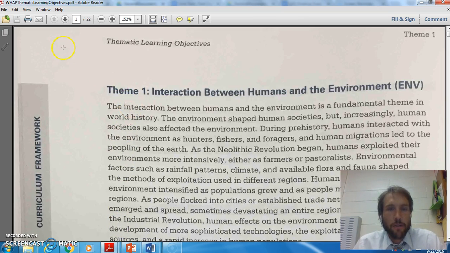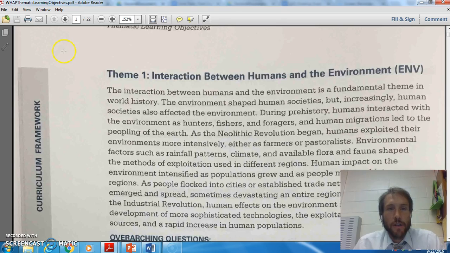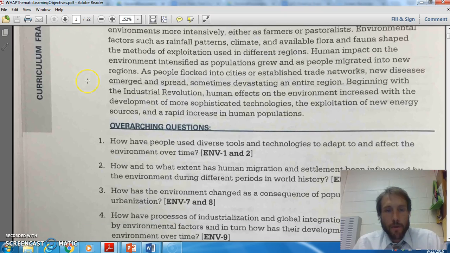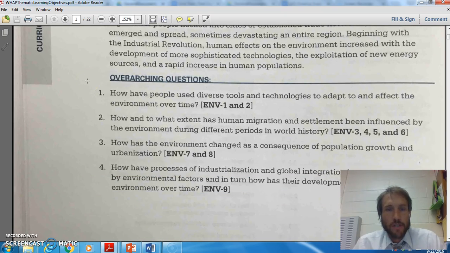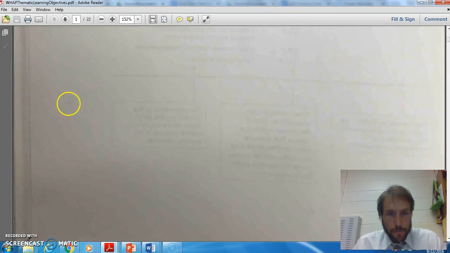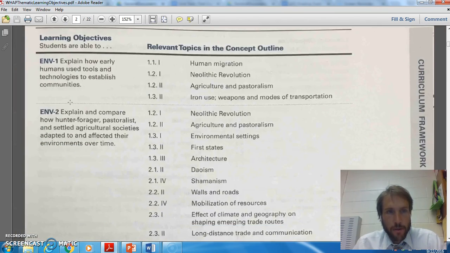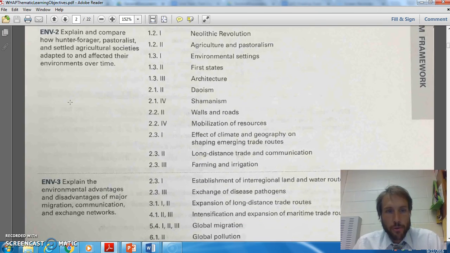There are 5 thematic learning objectives, and you can see on the screen here that the first theme is interaction between humans and the environment. The shortened name is simply the environment. There are multiple learning objectives about the environment, and you can see those listed here as I scroll down, ENV1, ENV2, and you can look beside each one of the sub-themes.